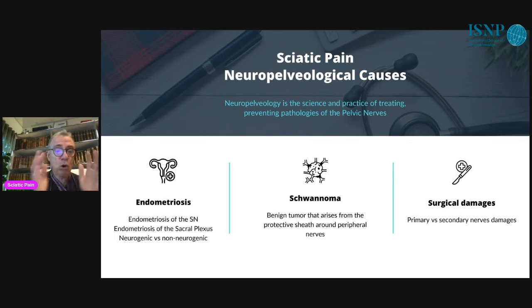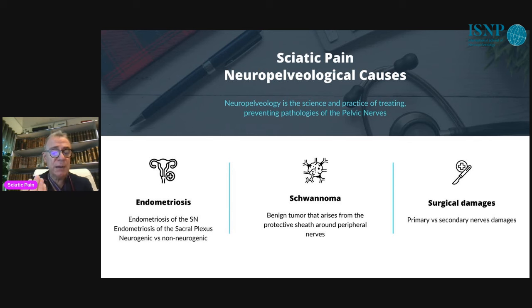Then the third cause for sciatic pain, a neuropelveological cause for sciatic pain, is surgical damage. And if you think how many surgical procedures are performed every day over the world within the pelvic cavity, in men, in women, in kids, it's obvious that the prevalence and incidence of pelvic nerve damage due to surgery must be very high. But statistical data are very, very difficult to gain.